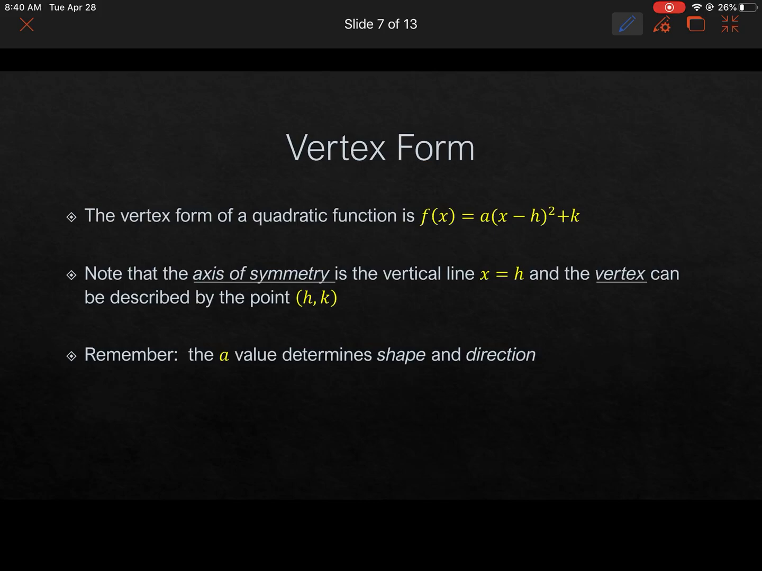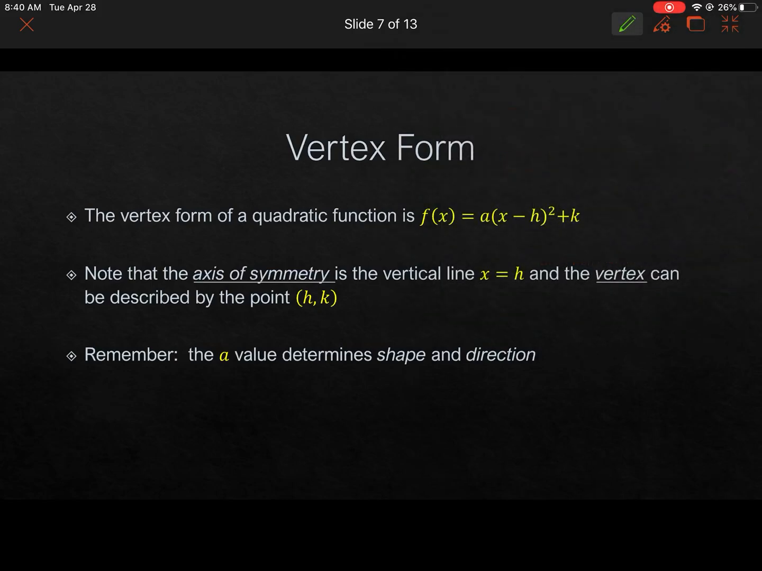Now this brings us to what's called vertex form. Vertex form is great for finding the vertex. It's also kind of the starting point when you're trying to build a function from a graph, which we'll get to in a minute. So here's the vertex form with all of the parameters we could possibly add to it.